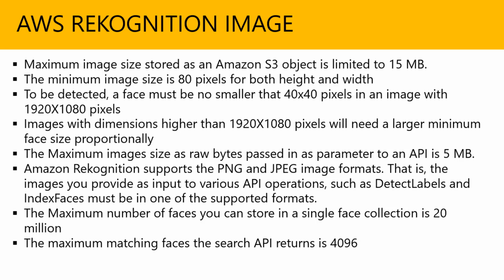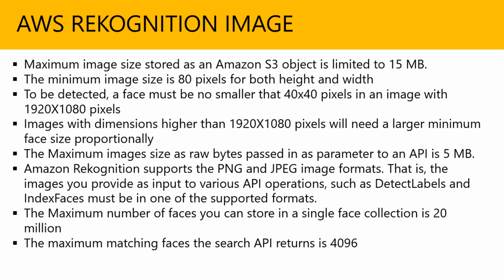The maximum image size as raw bytes passed in a parameter to an API is 5 megabytes. Okay, so that's important too, especially when you're developing Python programs, for instance, and you're trying to pass in a parameter, and the size of raw bytes is more than 5 megs, it's going to throw an exception or throw an error. Amazon Rekognition supports the PNG and JPEG images at this point in time, right? So either your image has to be in one of these two formats.